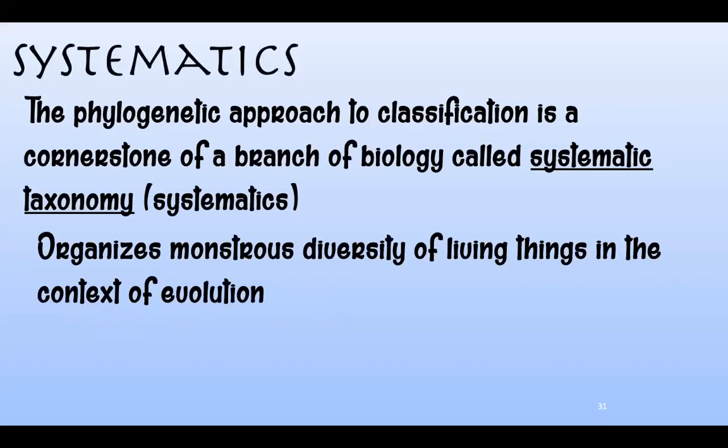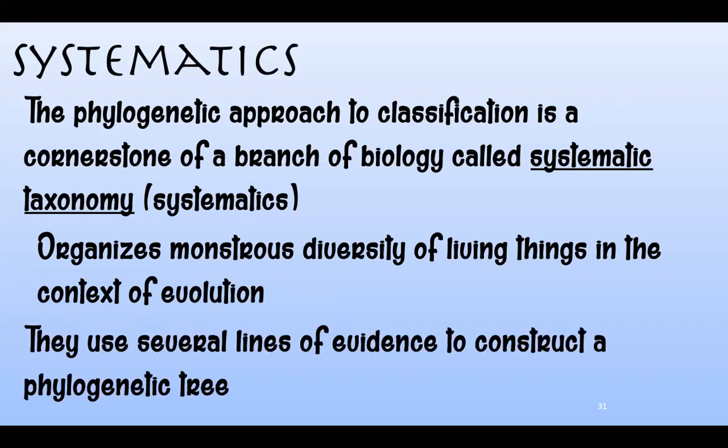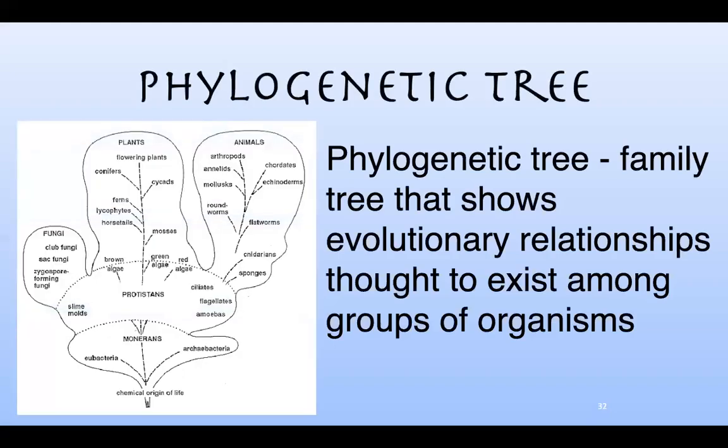So the phylogenetic approach to classification is a cornerstone of a branch of biology called systematic taxonomy, or systematics. This organizes the monstrous diversity of living things in the context of evolution. They use several lines of evidence to construct a phylogenetic tree. A phylogenetic tree, which you see here in the picture, is a family tree that shows evolutionary relationships that are thought to exist among groups of organisms.